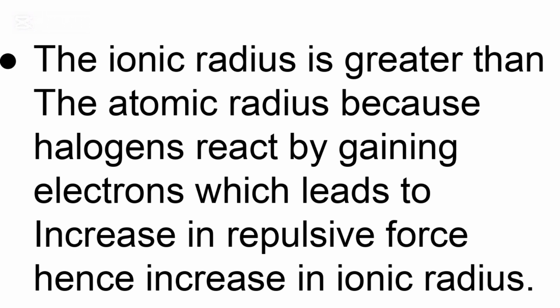During the reaction of halogens, electrons are being attracted towards the halogen, yet there are more electrons in the energy levels which tend to repel the incoming electrons. Therefore, an ion of halogen will have a bigger ionic radius as compared to the atom.